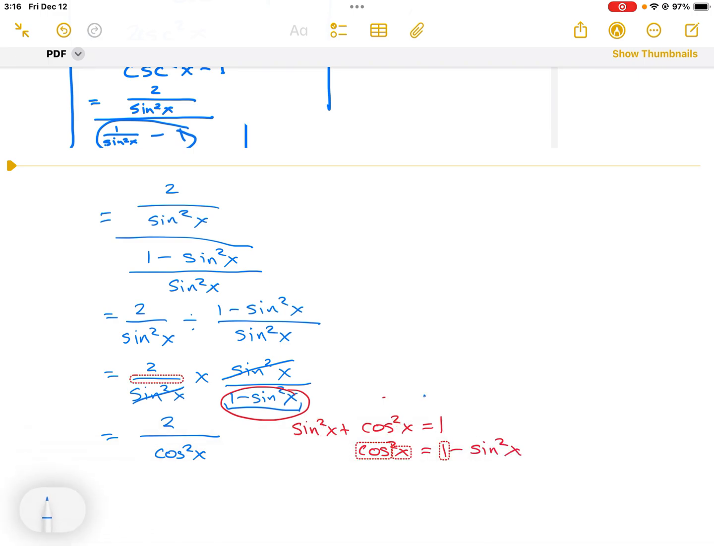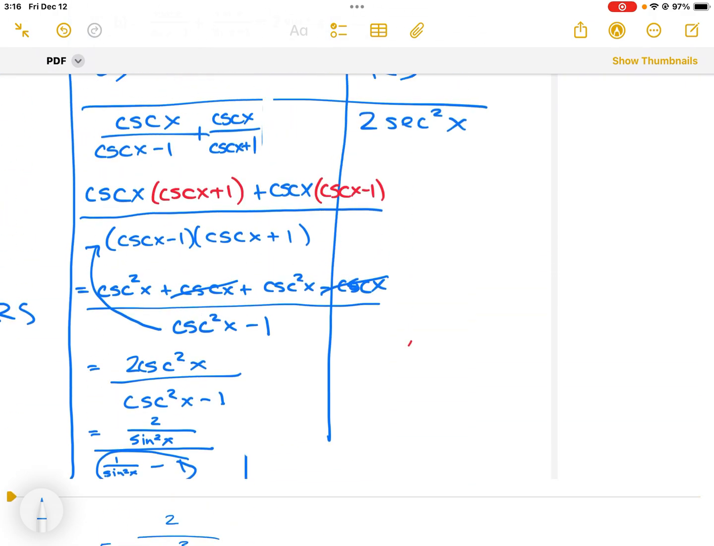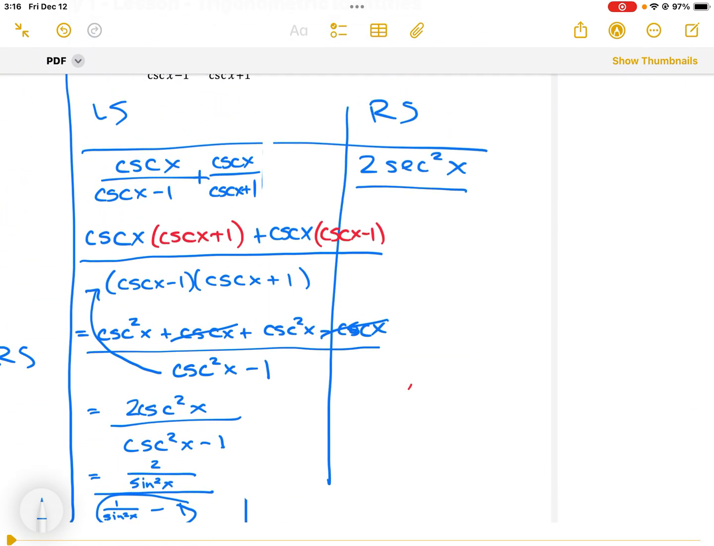And then finally, I know that 1 over cos squared x is actually secant squared x, so I can rewrite this as 2 secant squared x, and if I scroll up to the top, that is what I'm trying to get to, and so I can say that it's been proven.